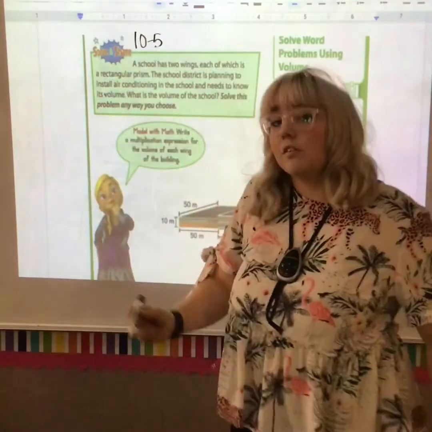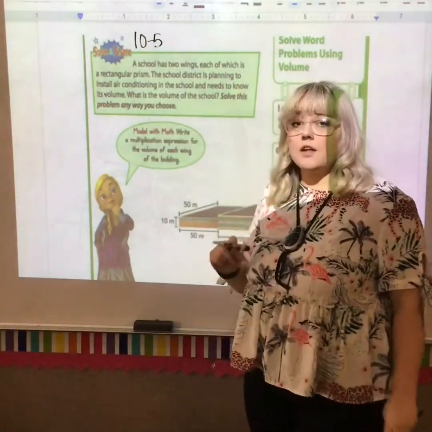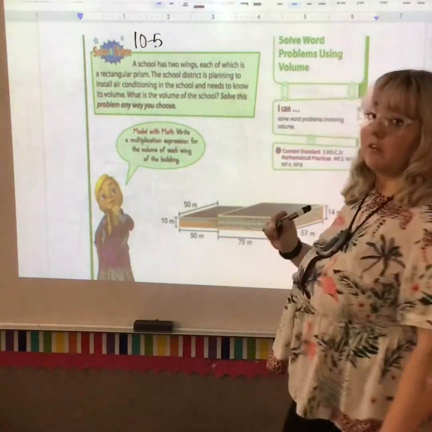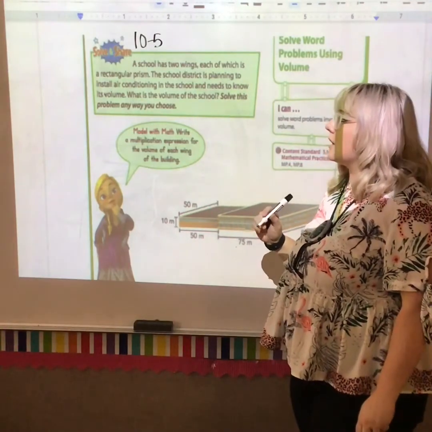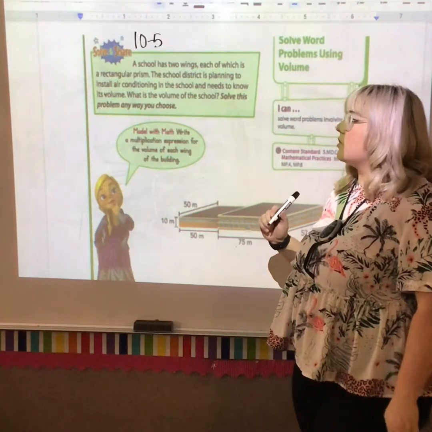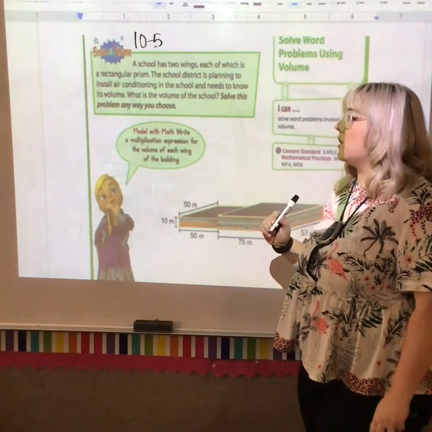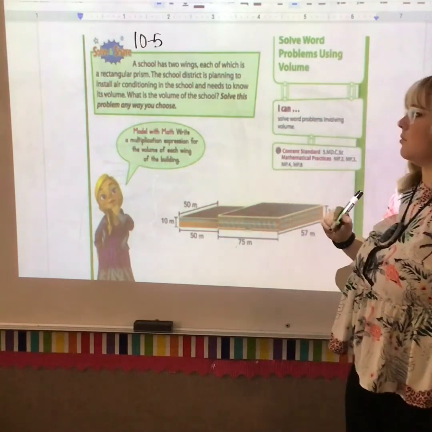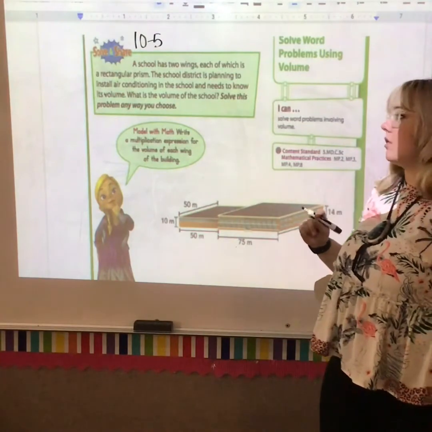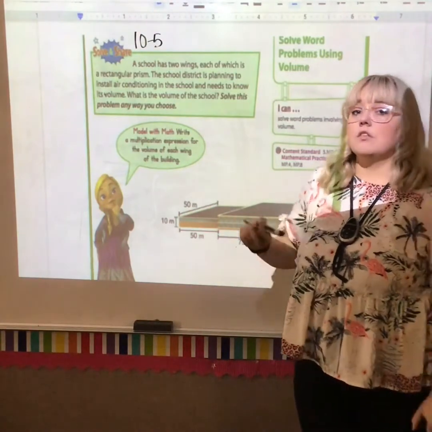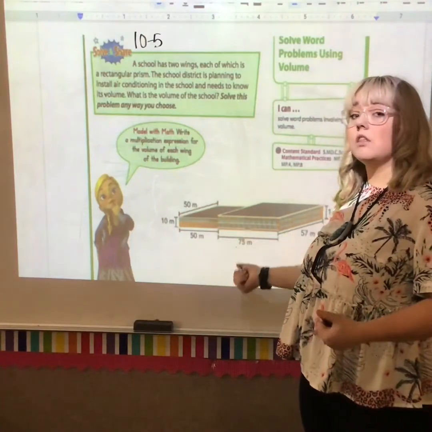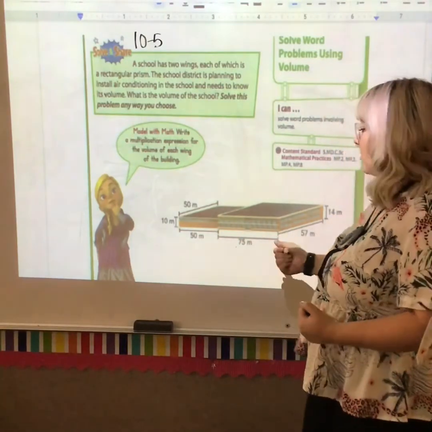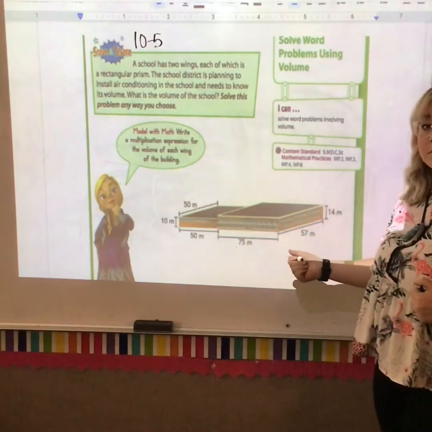Okay, after your math notes, go ahead and turn to the Solve and Share in lesson 10.5 and read the problem with me. A school has 2 wings, each of which is a rectangular prism. The school district is planning to install air conditioning in the school and needs to know its volume. What is the volume of the school? Solve this problem any way you choose. So we're going to take what we learned in 10.4 and transfer it into using it for story problems. So as you can see, there's 2 rectangular shapes right here.